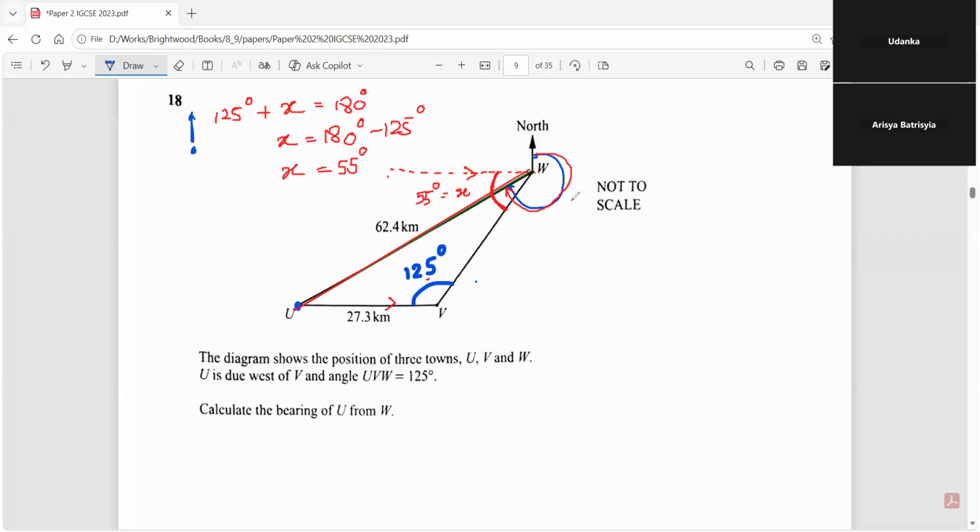This whole part is 55. Now I wanted to find what? This interior one. How to take? Any idea? There is this direction also given.